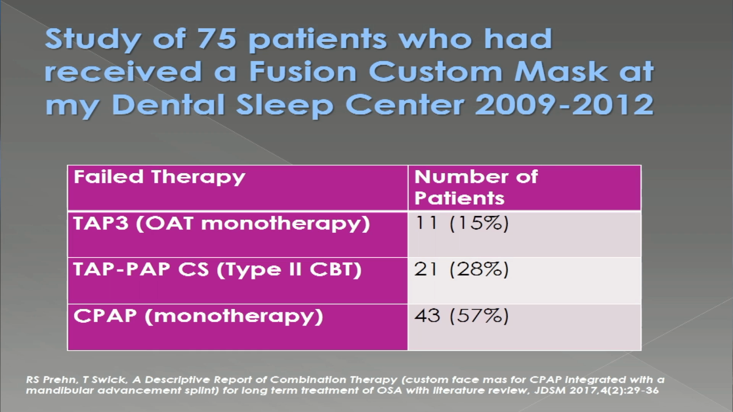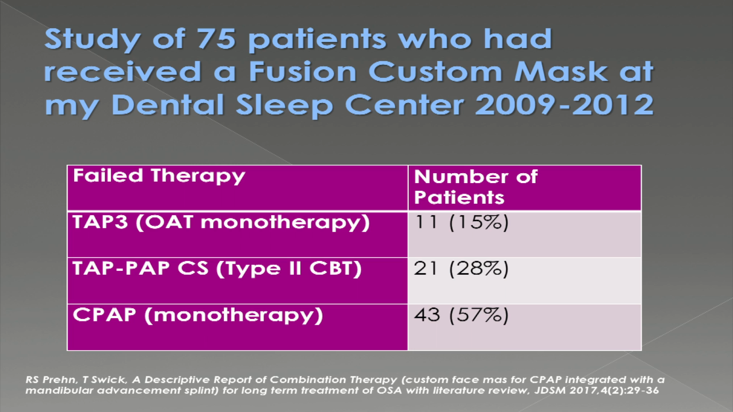28% were patients who had tried to do the TAP-PAP CS. And the most common reason for failure were mouth leakage, or their pressures were a bit too high. 57% were CPAP monotherapy failures. In other words, these are the patients that come in and they're severe. Subgroup analysis revealed that their pressures are always higher. We did esophageal pressure monitoring, so those esophageal pressures were really high.